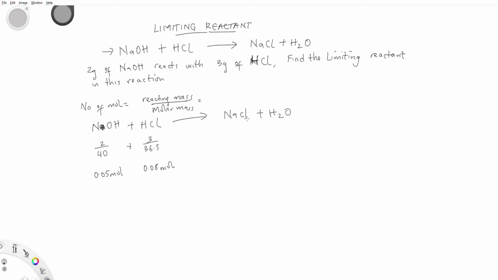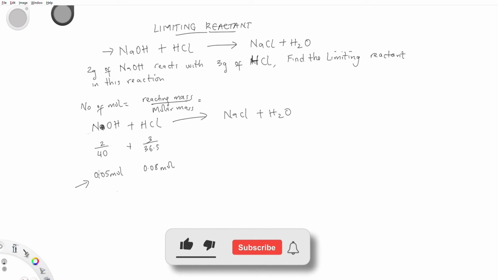Now, don't quickly pick this one as the limiting reactant because it is smaller. No, it doesn't always work that way. You have to first work out the stoichiometry of the reaction before you can tell. Sometimes it does work this way, but not always. You cannot just tell from seeing the number of moles. You're supposed to work it out.